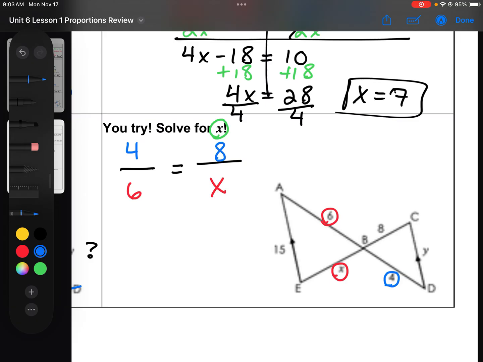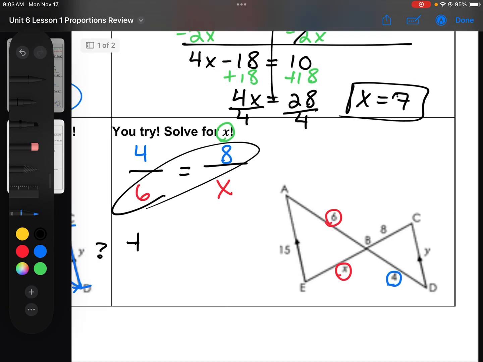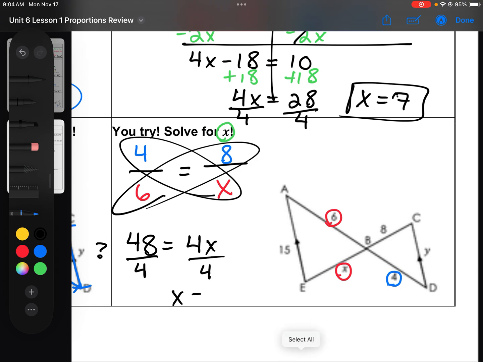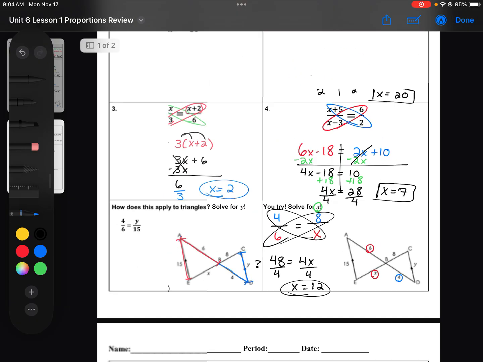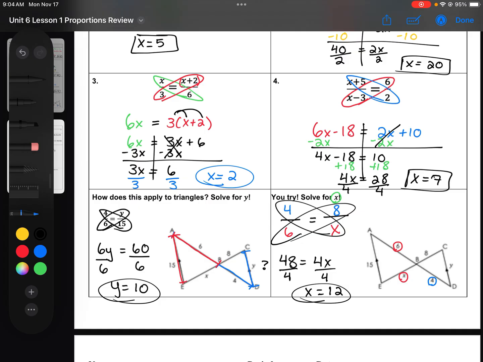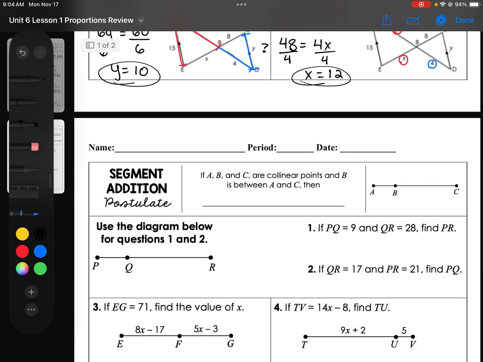And so what we do here to solve is we cross multiply, and then we're going to figure out what is the value of x. So we're going to do 8 times 6 is 48. And then we're going to do 4 times x is 4x. And we're going to go ahead and divide that out and solve. This is going to be 12. X is equal to 12. Okay? So that's the front side, and that's how proportions can relate to triangles. In our next lesson, we're going to get further into that.